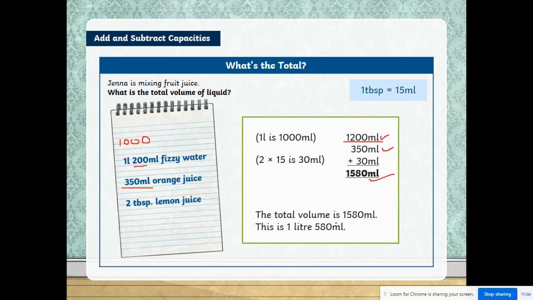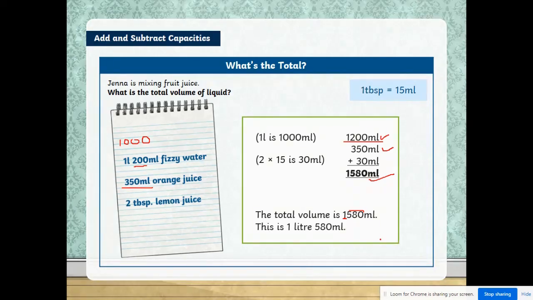So the total volume is 1580 milliliters. And we can convert this into liters and milliliters, that is mixed unit. So this is nothing but 1 liter and 580 milliliters. So this is how we add capacities when it is given in mixed units.